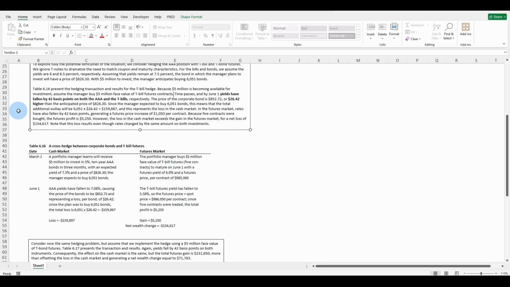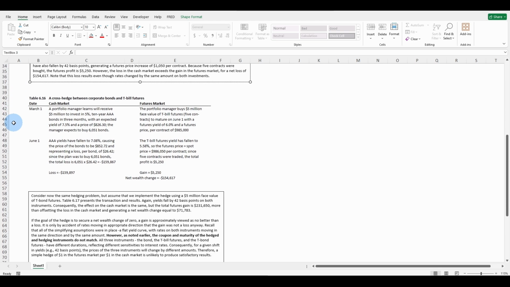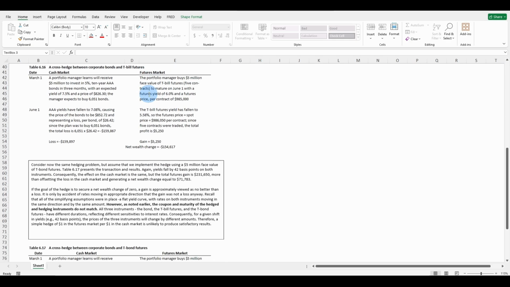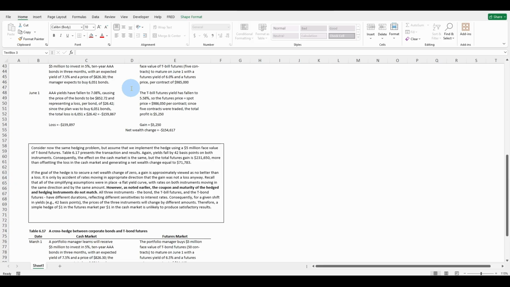You're saying, what the heck happened? A cross-hedge between corporate bonds and T-bill futures. I'm not going to repeat this example; it is just the information I just read. Reread it if you need to, but we're going to move on.